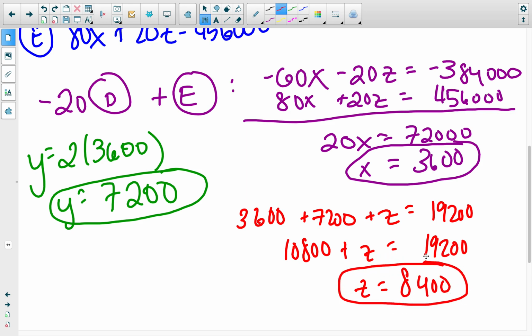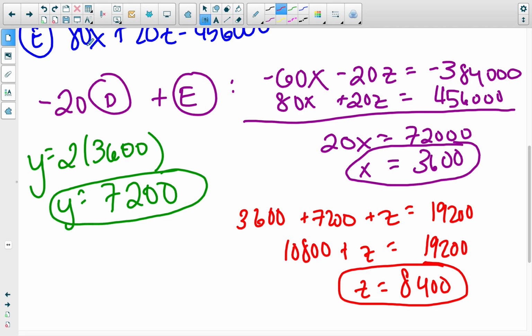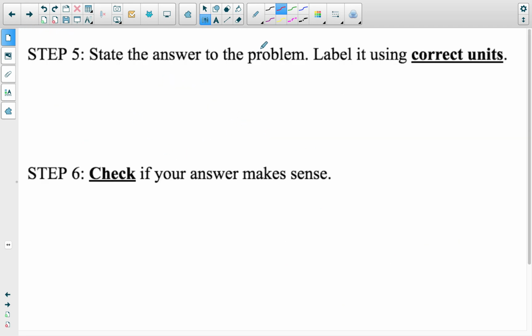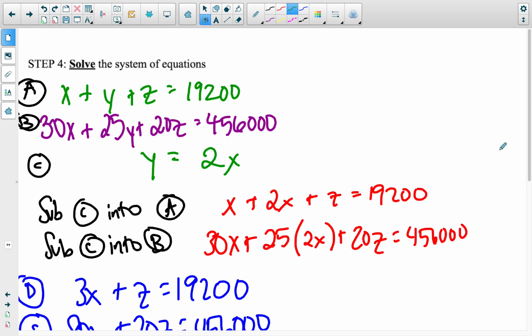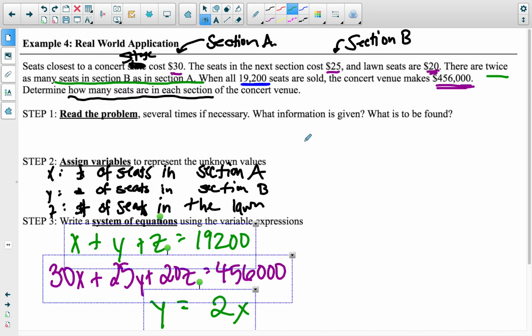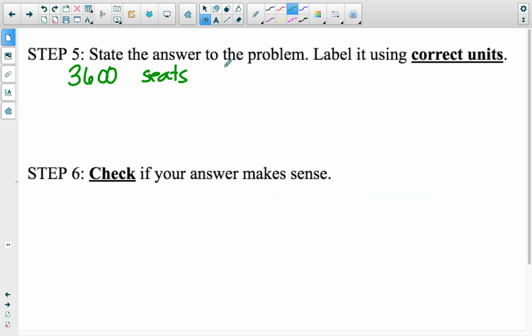All right, so that is step 4. We have numbers for all our variables. Step 5, since this is a word problem, we have to label our answers using correct units. So our x was 3,600, meaning that there are 3,600 seats. And you're like, I don't even remember. I just did so much work problem solving. I can't remember. Well, good for you. You already labeled what units each variable has. All right, go back up to step 2. Look at that and see, oh, x would be number of seats in section A.